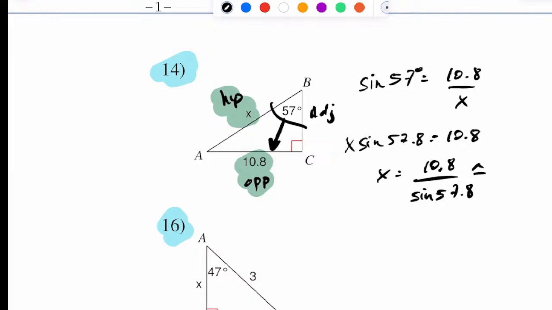So 10.8, and see what we get here. 10.8 over sine 57. I'm getting 12.76.